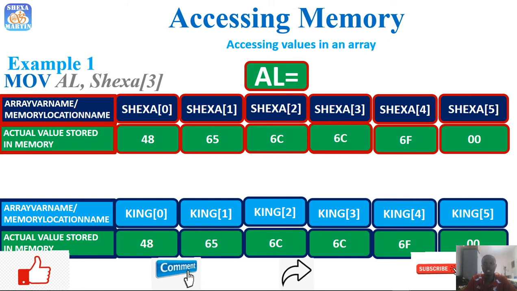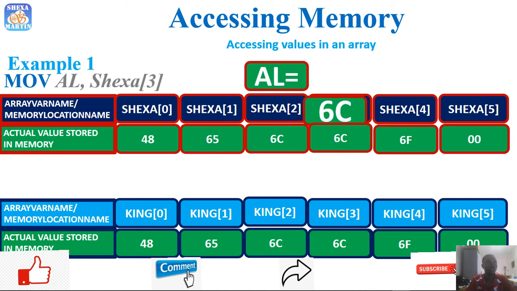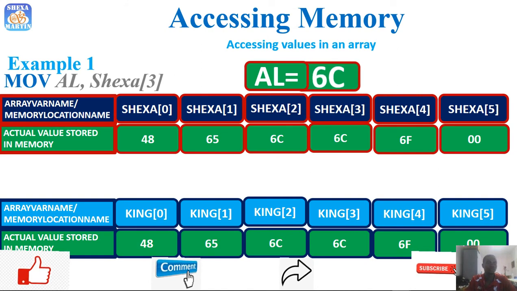What are we doing? I want to see answers, right? 1, 2, 3, 4, 5. I'm done counting. So what is happening is we are moving the value that is stored in variable Shexa index 3, which is this one. This value, this one 6C, is being moved to AL. So this is what happens. When you run this instruction, AL is going to take 6C.